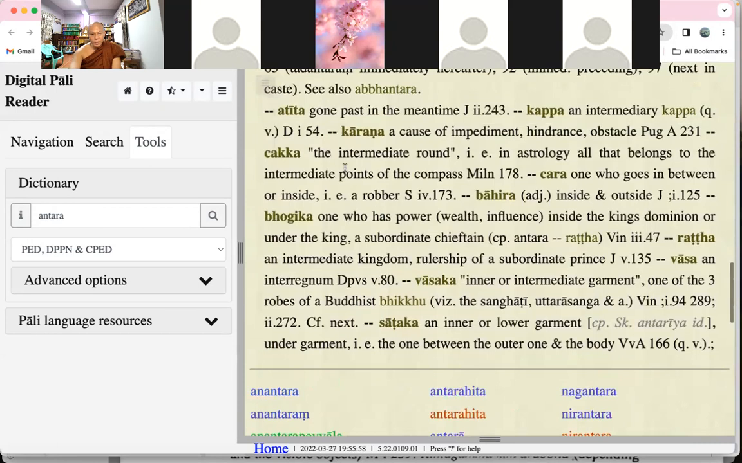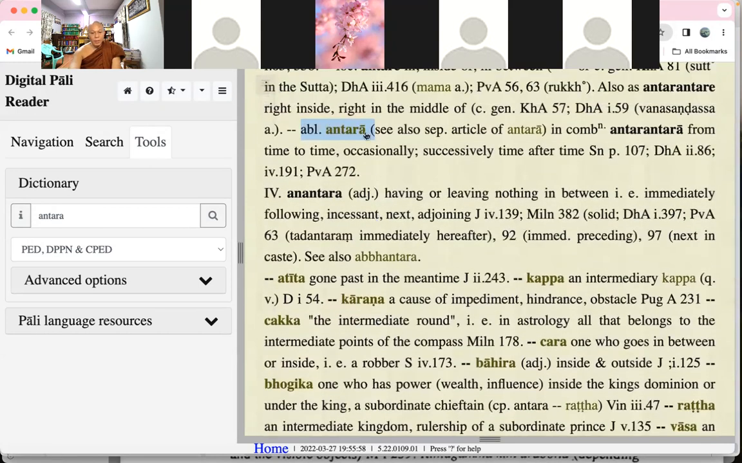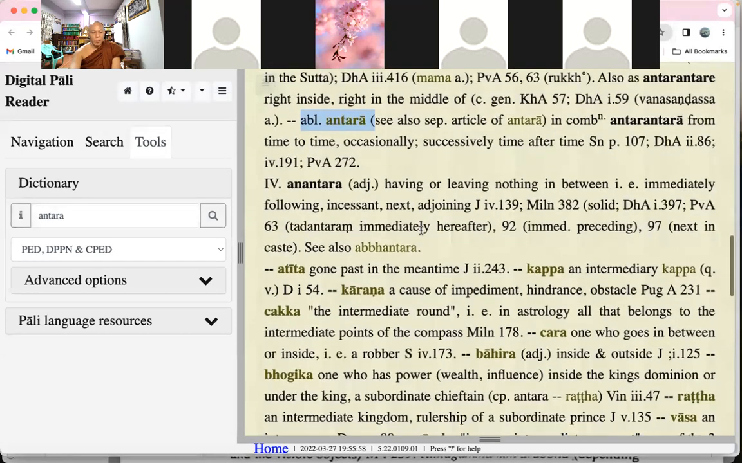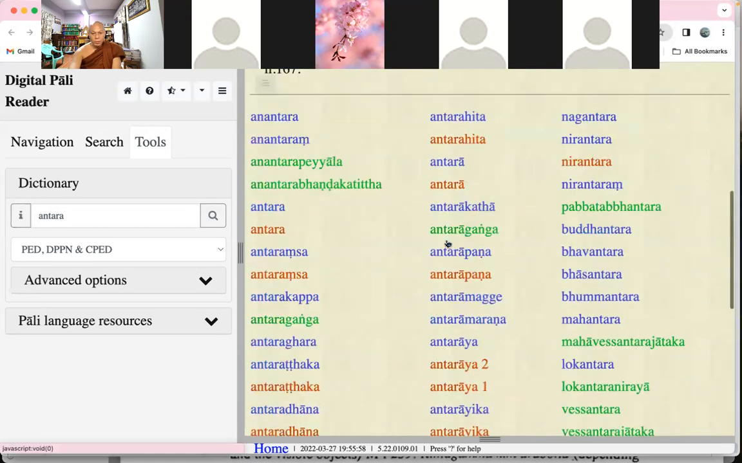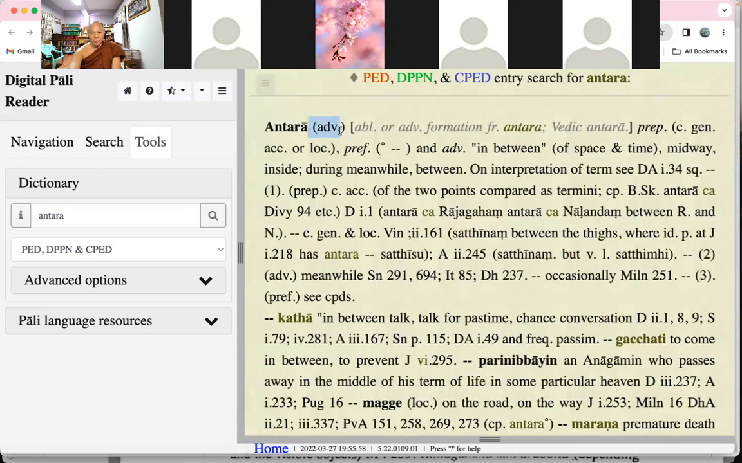So actually that antara is with the, what is it? So ablative case antara. So now using as an adverb, that is antara, you know, ablative. But using as a preposition, maybe with the genitive case, or accusative case, or locative case. Three cases can be, you see? The meaning of that is, you know, in between, space or time. Okay, in between. Maybe inside, during, meanwhile, between, in this way, based on the content.